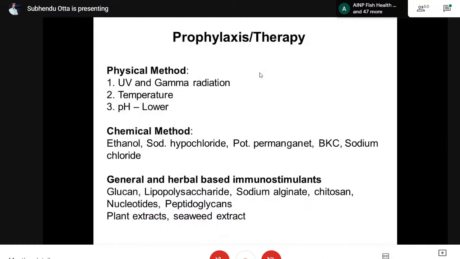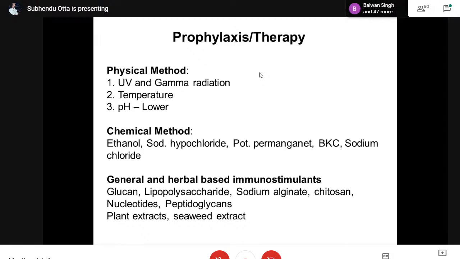Coming to prophylaxis and therapy. As I told you, there is no treatment for virus diseases. However, many prophylactic measures are available, with which you can take precautions. Among the physical methods, there are UV and gamma radiations. Through these radiations, at a particular dose which you have to standardize, you are able to kill the virus, particularly in hatchery conditions. Many people use this radiation to keep their water safe and then culture the larvae.